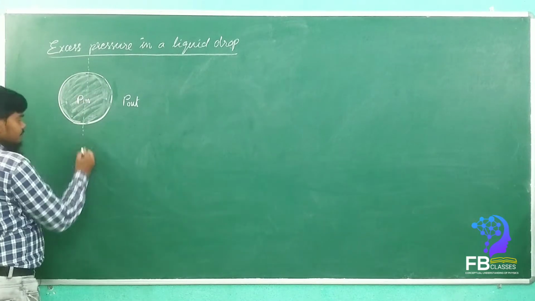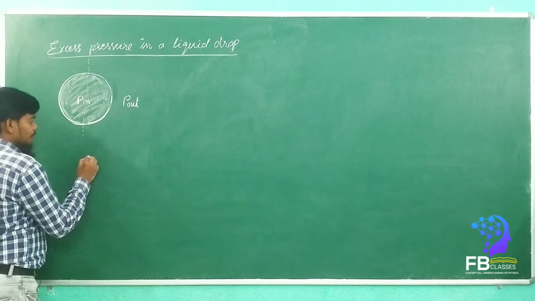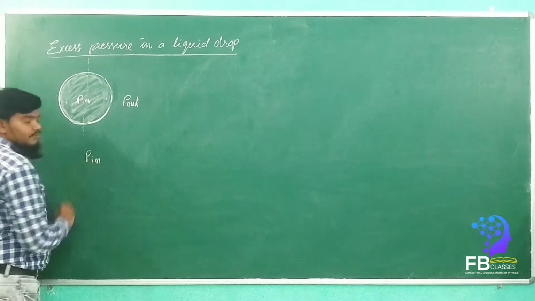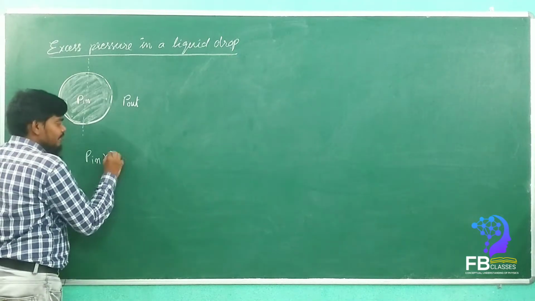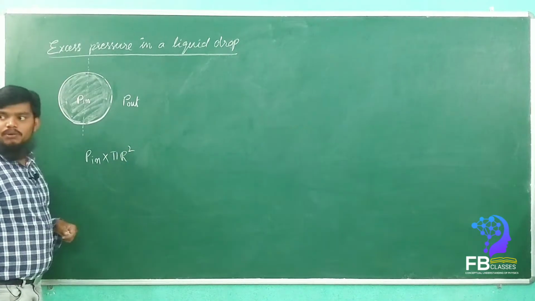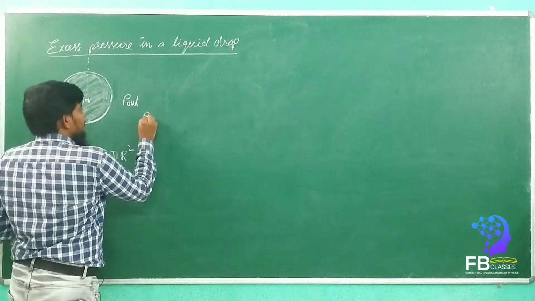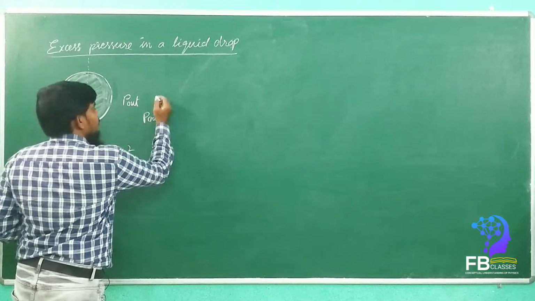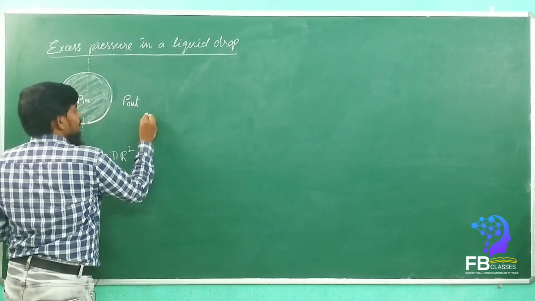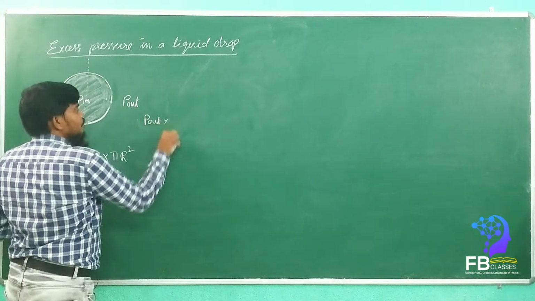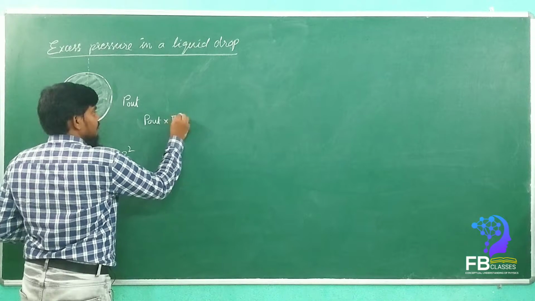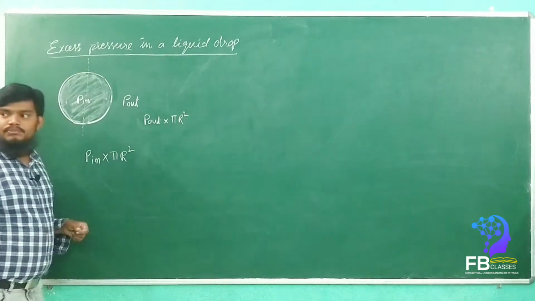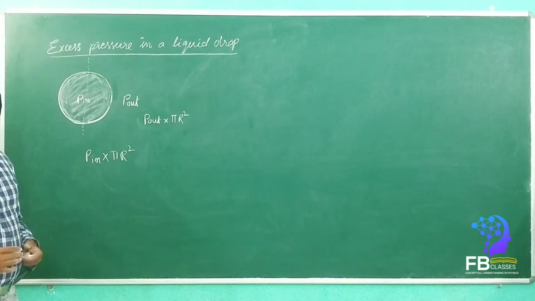So now, how many forces act here? See here, the inside force: P inside into area. What is the area, my dears? Pi r square. Then outside, P out into pi r square. Are these the only forces that will act?